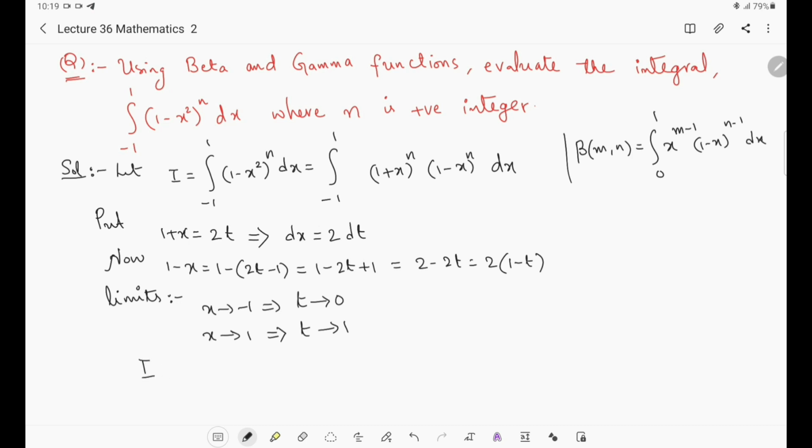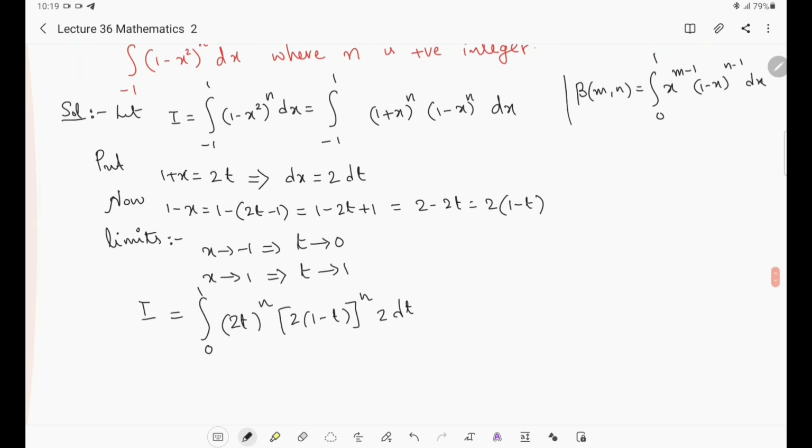The given integral I will become the integral from minus 1 to 1 turning into 0 to 1. Then 1 plus x can be replaced with 2t, so (2t) whole power n, and 1 minus x will become 2 into (1 minus t), so (2(1 minus t)) whole power n into dx. What is dx? dx can be replaced with 2 dt. So now we have to simplify this integral, then we will get the required value.